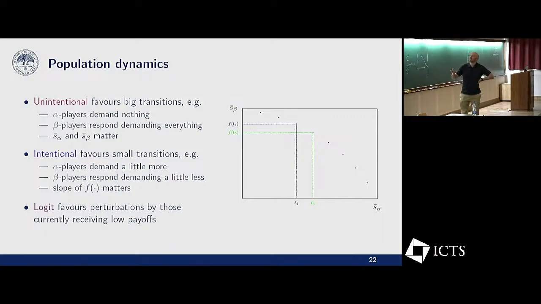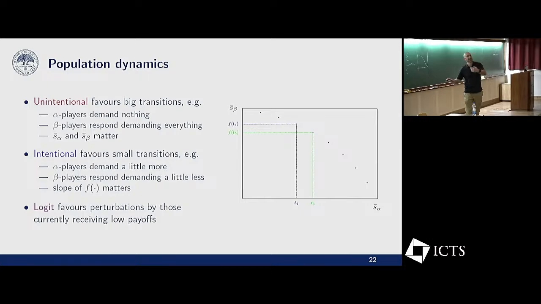Theoretically, unintentional perturbations favor big transitions. For example, the players were at some convention, so perhaps they were all coordinating on, say, this point on T5 and F of T5. And there can be big transitions where, say, some alpha players demand nothing by mistake. By mistake, they just say, okay, I don't care. I don't mind.